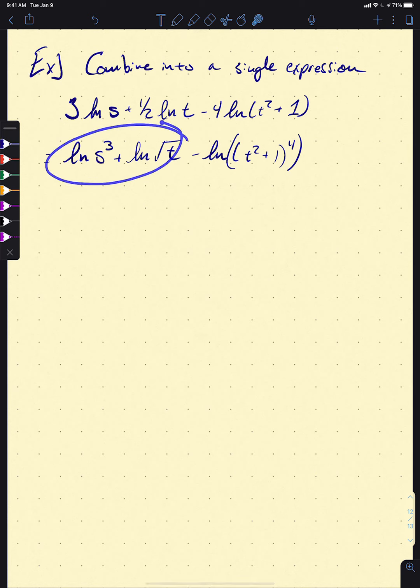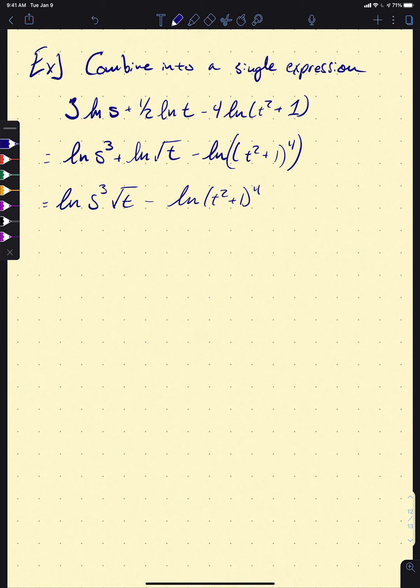And then these two are going to be a product, right? So we can go the natural log of s cubed times the square root of t minus the natural log of t squared plus 1 to the 4th. And then because we have this subtraction here, we're going to divide this guy by that guy. We'll get the natural log of s cubed times the square root of t over t squared plus 1 to the 4th, and I'll put that whole guy in brackets.